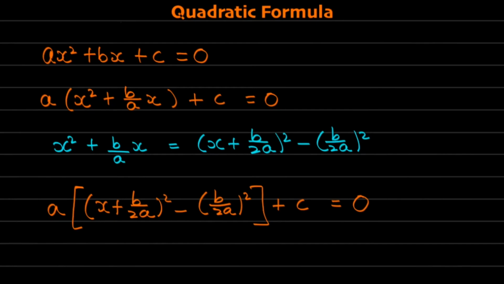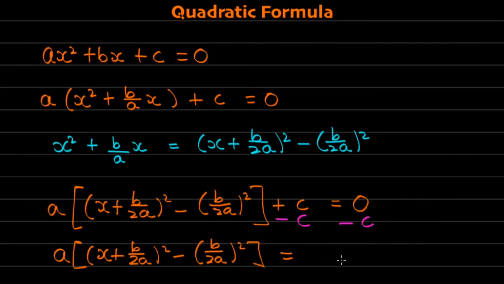So now that we've completed the square, all we need to do now is make x the subject of this equation. So we're going to need to rearrange all of this so that x is on the left hand side and everything else is on the right hand side. So we can start by taking c away from both sides, and that will give us a times [(x plus b over 2a) squared minus (b over 2a) squared] is equal to minus c.